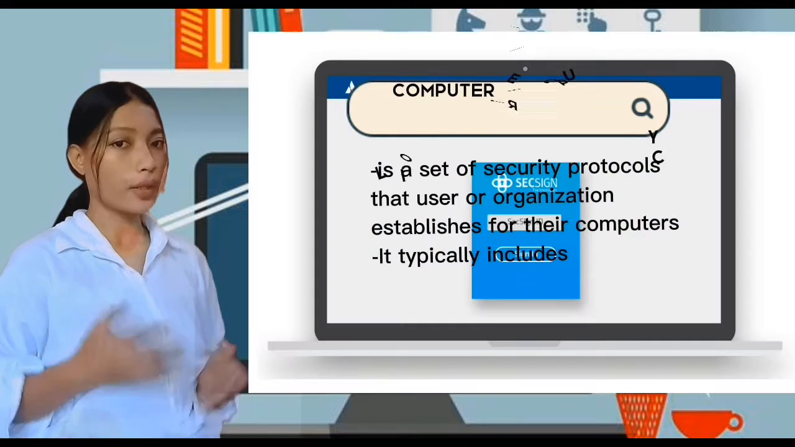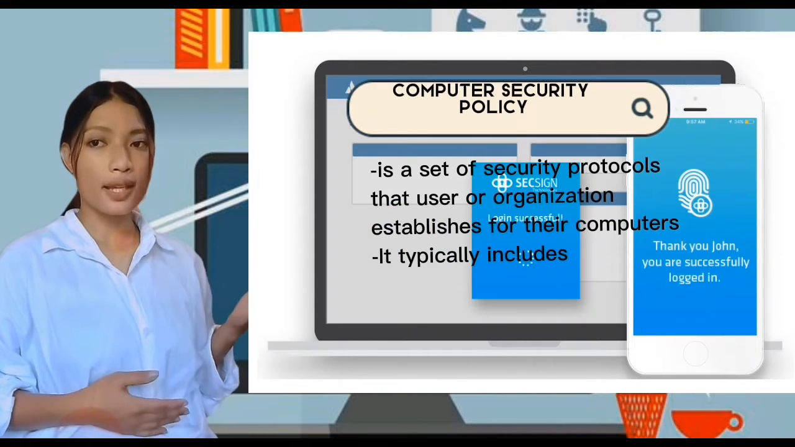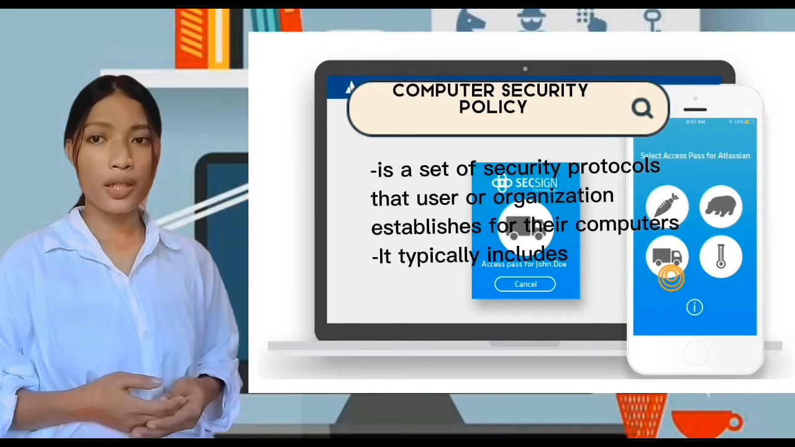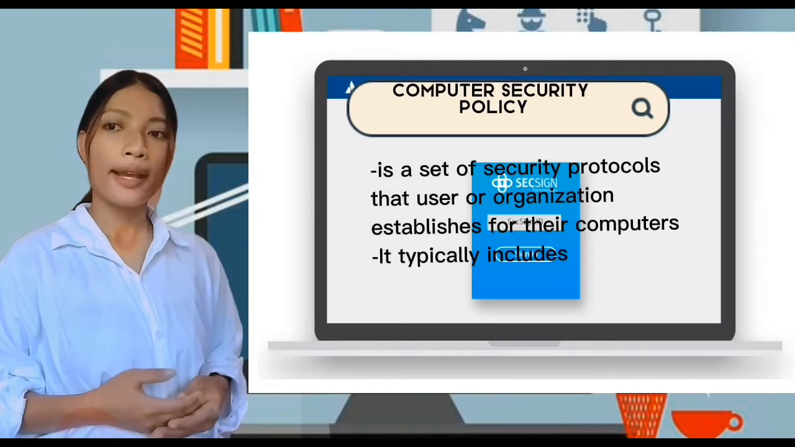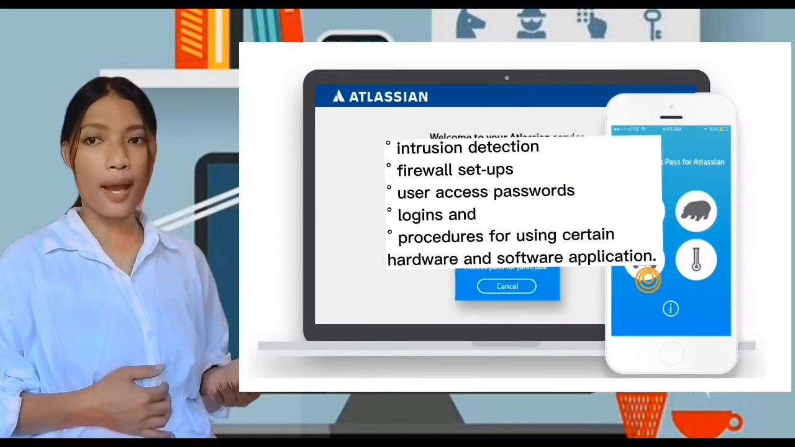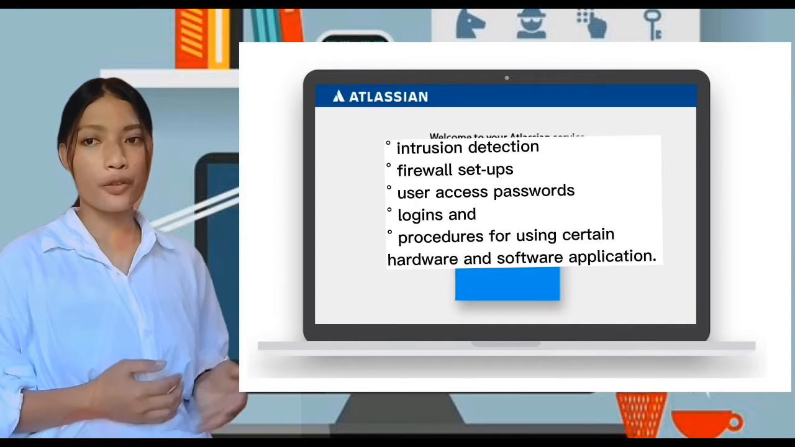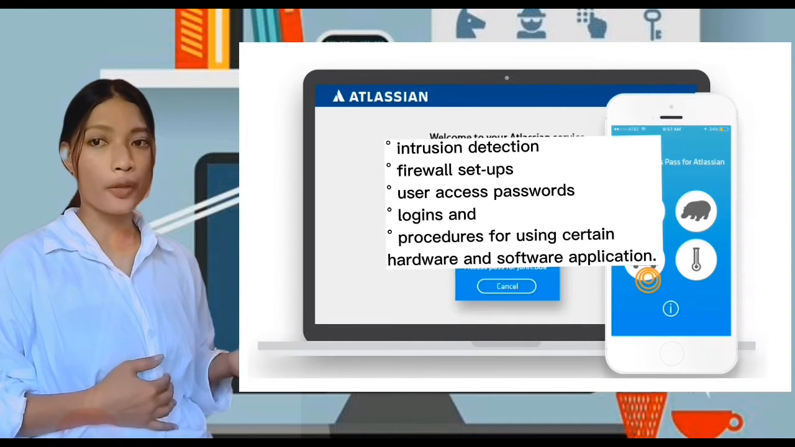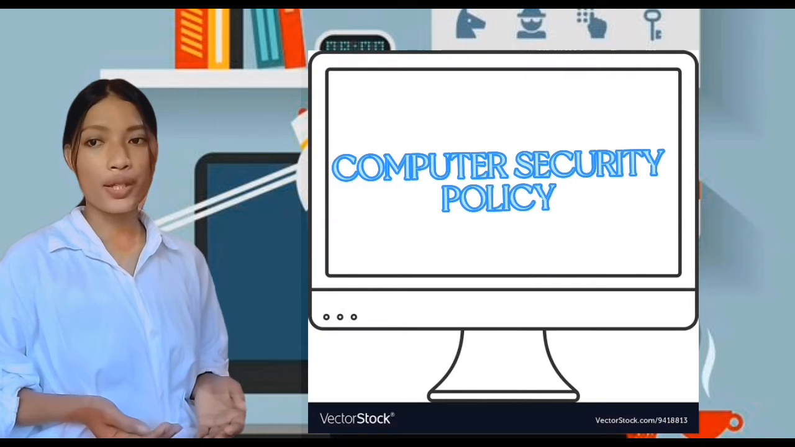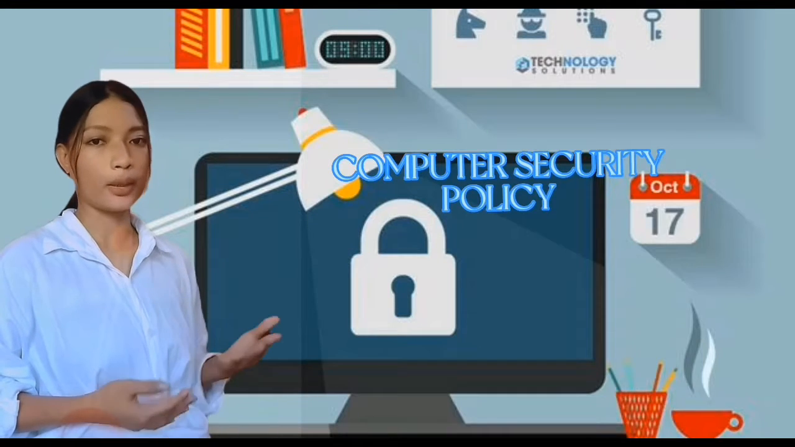What is computer security policy? Computer security policy is a set of protocols that a user or organization establishes for their computers. It typically includes intrusion detection, firewall setups, user access passwords, logins, and procedures for using certain hardware and software applications. The type of computer security policy used can vary widely for different business and home computer networks.